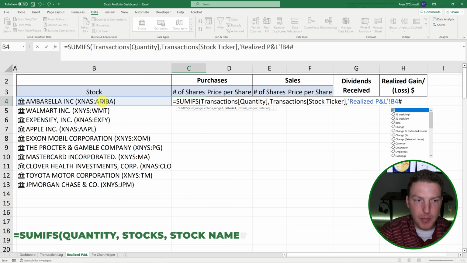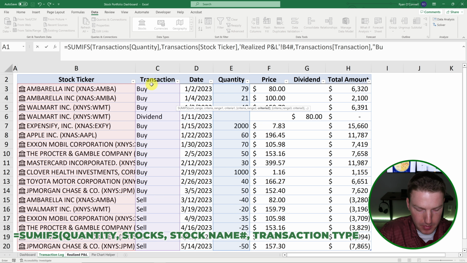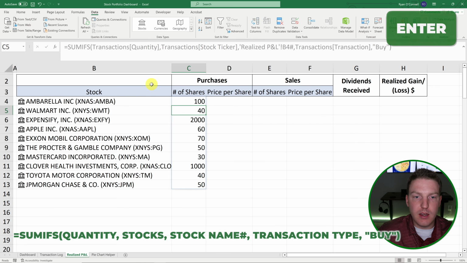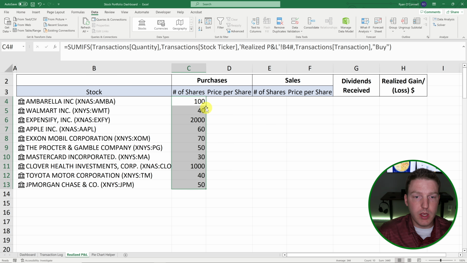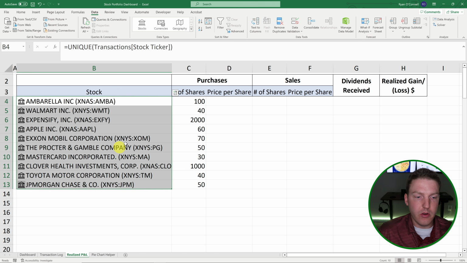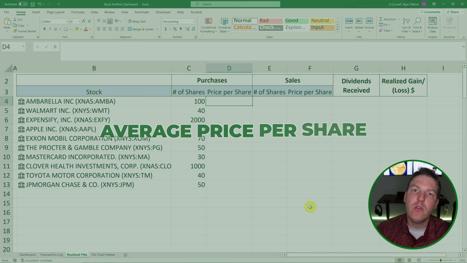Now let's hit the pound sign. Now criteria range 2 is going to be whether or not this transaction was a buy. So let's grab that column, and then we can just type in "buy" in quotation marks and hit enter. And we see all of the stocks, the number of shares we have ever purchased of all the securities in our entire portfolio.